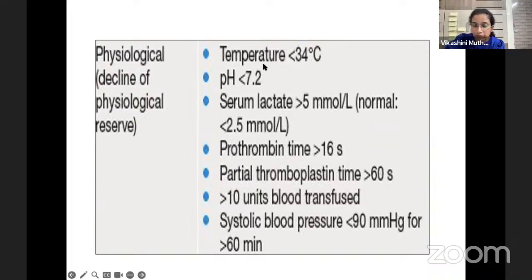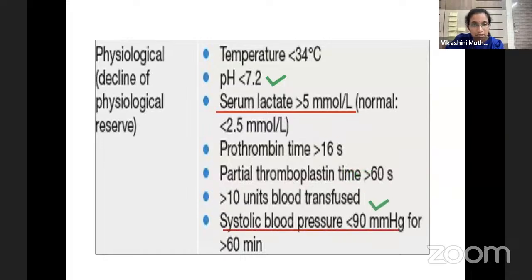So if a patient has hypothermia, a temperature less than 34 degrees Celsius, or if the patient's pH is less than 7.2, so the option there was 7.1. So yes, it is definitely an indication for DCS. Next is serum lactate of more than 5. Normally it should be less than 2.5 millimoles, and in the option we have 7, right? So again, if it is more than 5, you should take the patient for DCS.